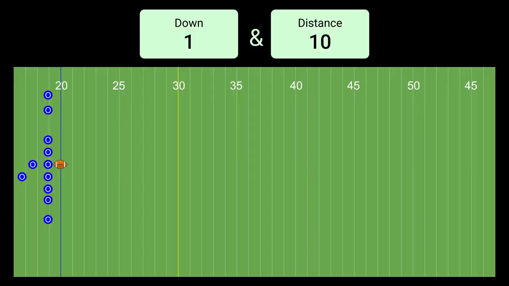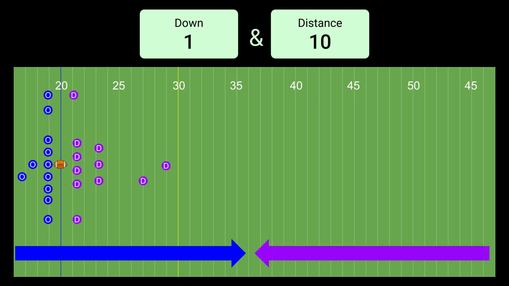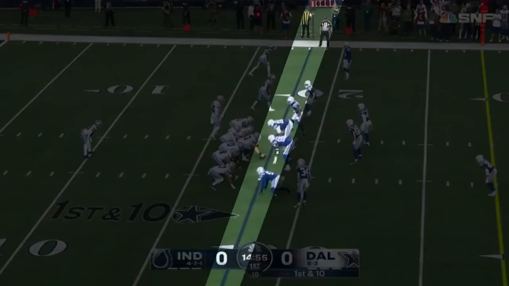The blue team has possession of the ball because their offense is on the field, and they want to get the ball down the field to score some points, whilst the purple team's defense is on the other side of the field trying to stop them. The place where the ball is placed is called the line of scrimmage, and in this case, it's on the 20-yard line. Now, if you watch a game on TV, you'll see a superimposed line on the line of scrimmage.